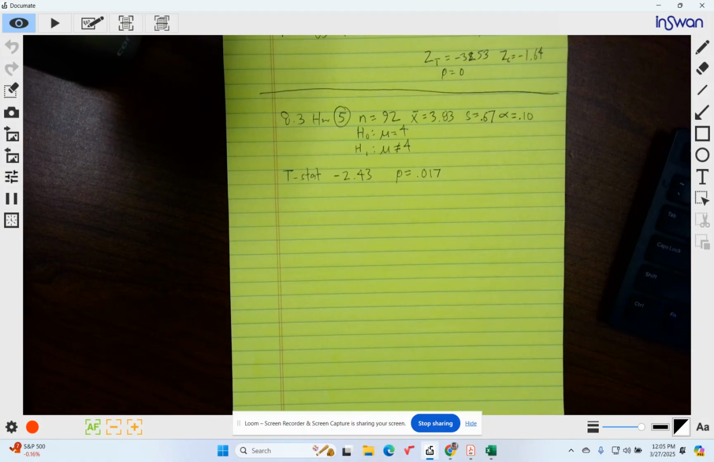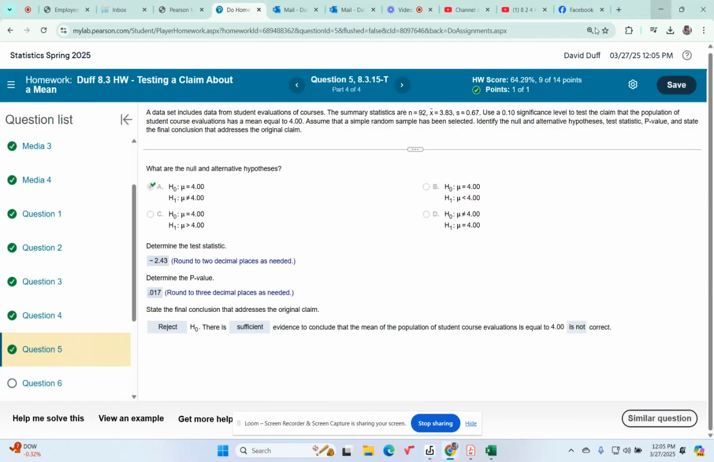So our null hypothesis is that the mean is equal to 4. Our alternative hypothesis is that the mean is not equal to 4. All right, so let me show you how to do this in StatCrunch.